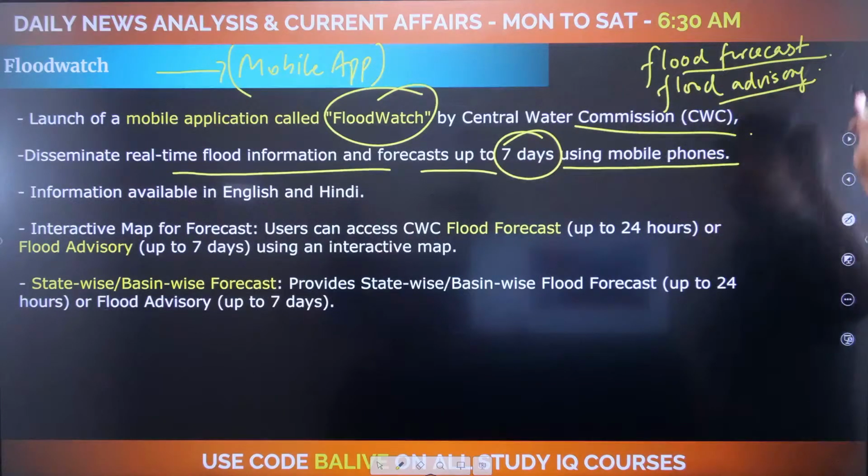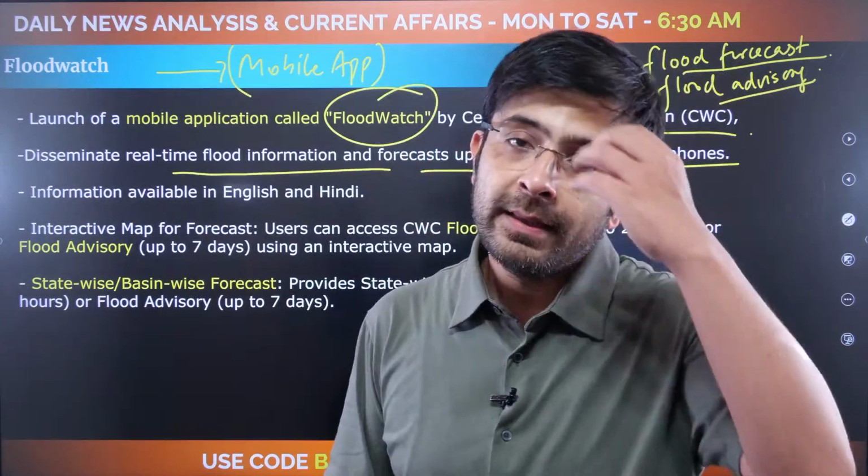Please understand that flood forecast is the short-term forecast that will be given by the app to you. For example, it will only be limited to 24 hours. The advisory will be a long-term advice that will be given to you in terms of say 7 days. That okay, do this, don't do this. This is the rainfall that is predicted. This much is precipitation that is going to happen. These are the risks. All that is part of the flood advisory.